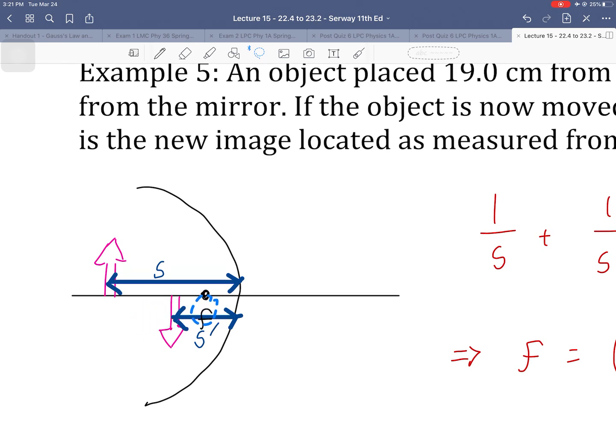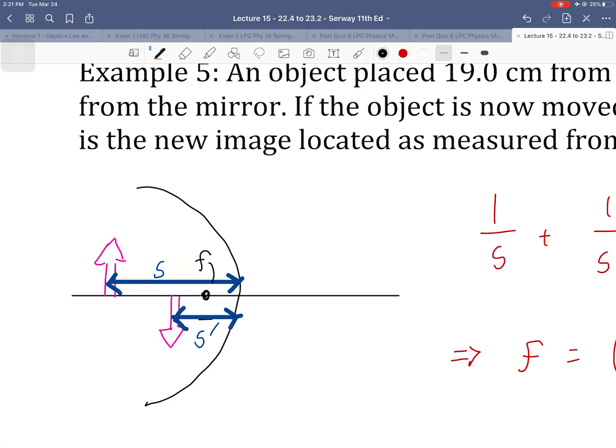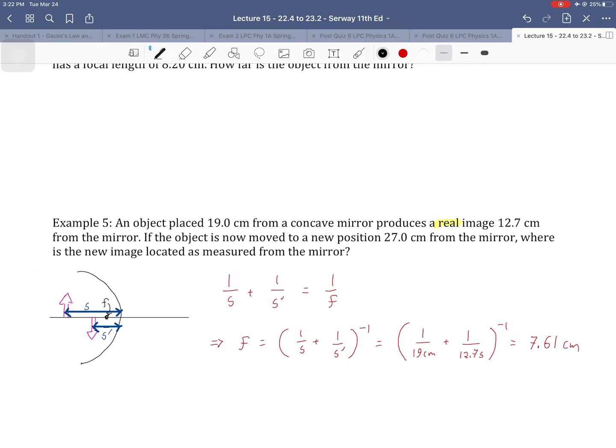So let's move it over a bit. It's going to be more in here somewhere. See if I can move it out of the way a bit, and then make it look like an F. There we have it. So there we have our focal length. Looks good, and we got our real image.